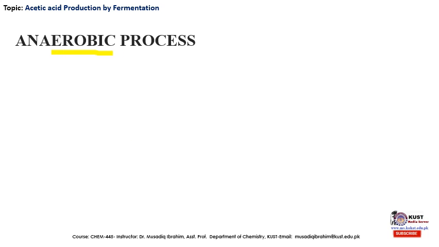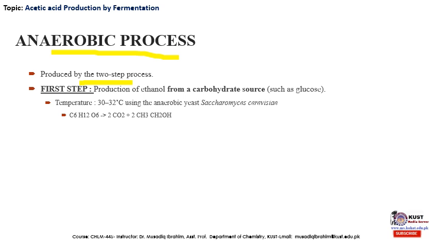Now moving towards the anaerobic process by which the acetic acid is produced. It is produced by a two-step process. The first step is the production of ethanol from a carbohydrate source, which is normally glucose. The optimum temperature is maintained around 30 to 32 centigrade, along with the usage of anaerobic yeast, which in this case is Saccharomyces cerevisiae. Now in the equation you can see that you have a molecule of glucose, which is broken down into two molecules of carbon dioxide and two molecules of ethanol.